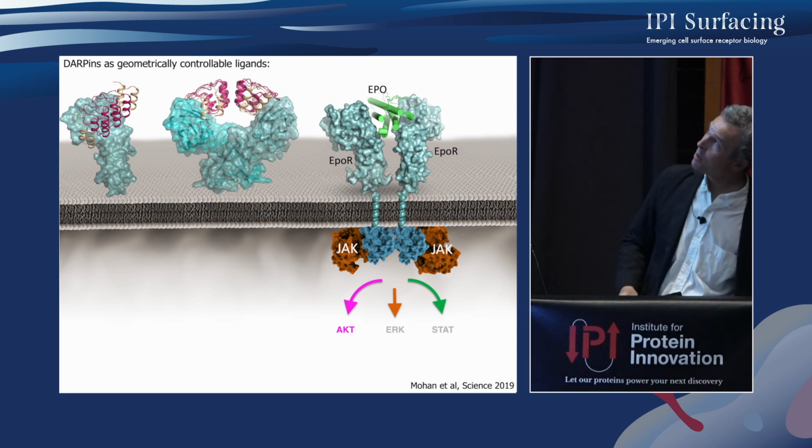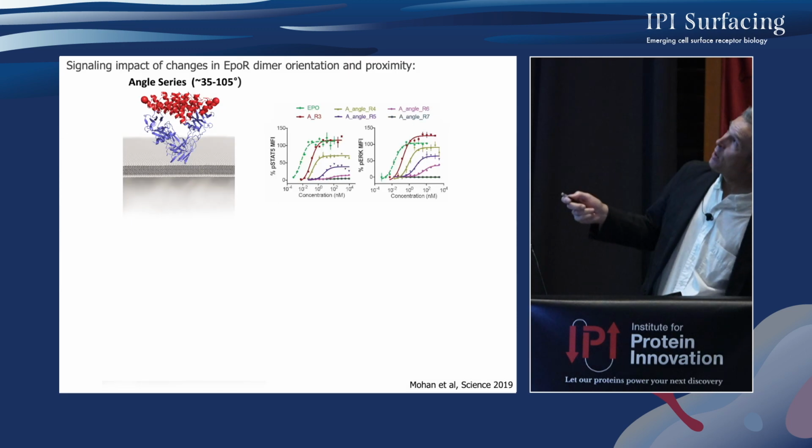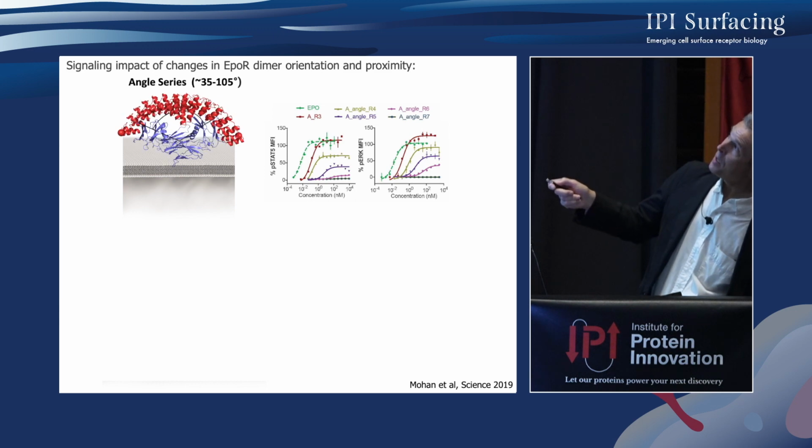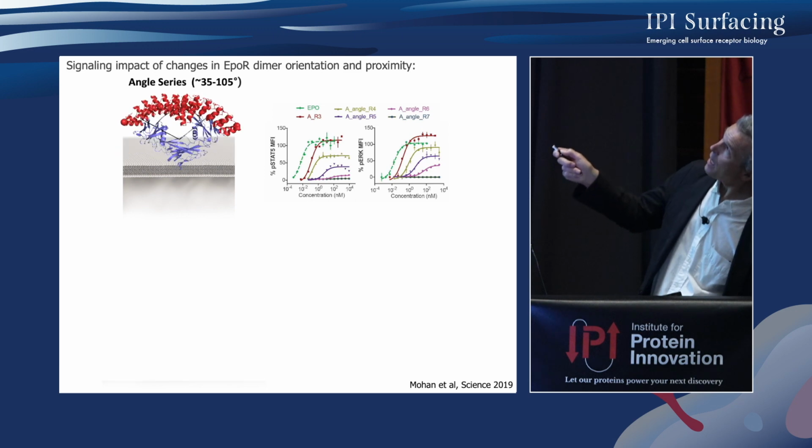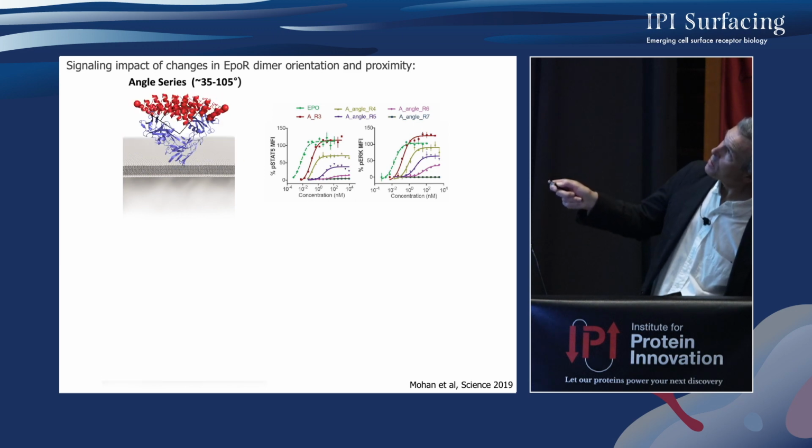And so this is a montage of what we did. We took a DARPin to EPO receptor, dimerized it, and then systematically inserted these little helical repeats to bend the receptor from basically vertical parallel down to horizontal on the membrane. And as you bend the receptor, you kind of phase down the signaling of STAT5 and ERK here, whereas when it's lying flat, it's almost not signaling.